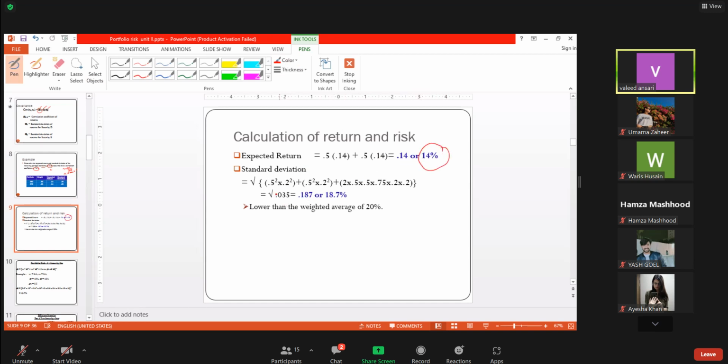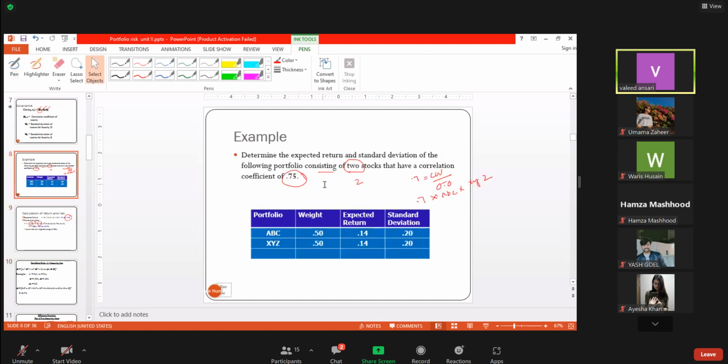And then what we have done here is taken the weightage. We have squared this weightage, and this is the risk of the portfolio. So we have squared it. And in the same way, this is the weightage of the other security, and its risk, plus 2 into this, the covariance is 0.75 and 0.22 is the standard deviation.